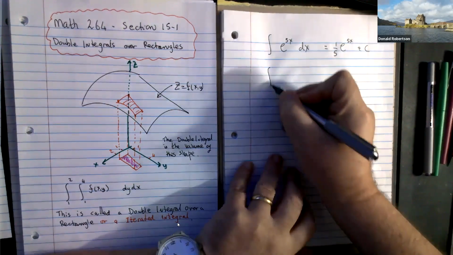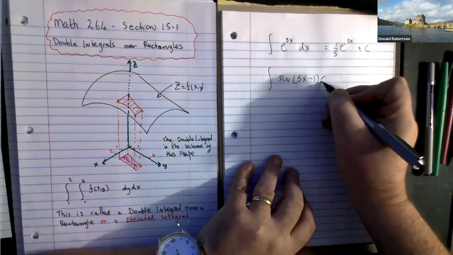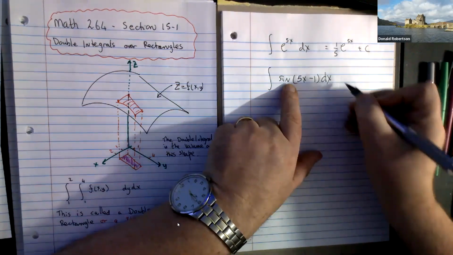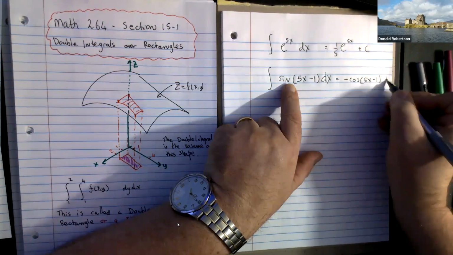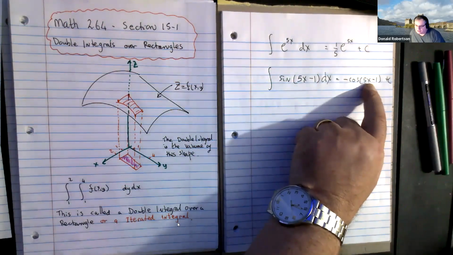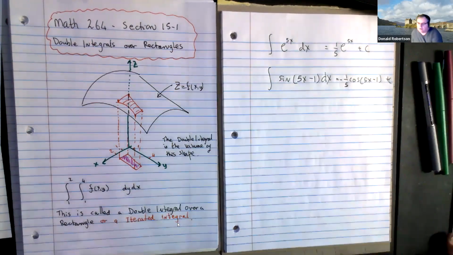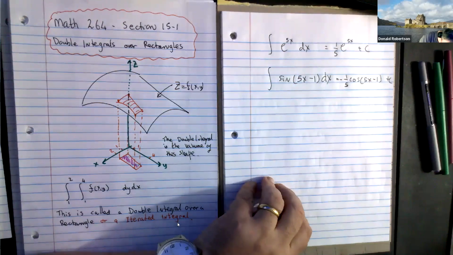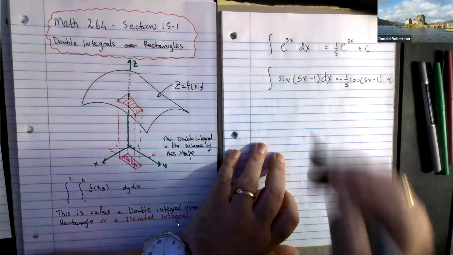Now, in that same vein then, if you do the sine of 5x minus 1, integrating a sine will get you negative cosine 5x minus 1. But doesn't that 5x here generate a 1/5? So the answer is negative 1/5, the cosine of 5x minus 1. Still good? Now, you can do that with cosines, you can do that with tangents and all sorts of other stuff.